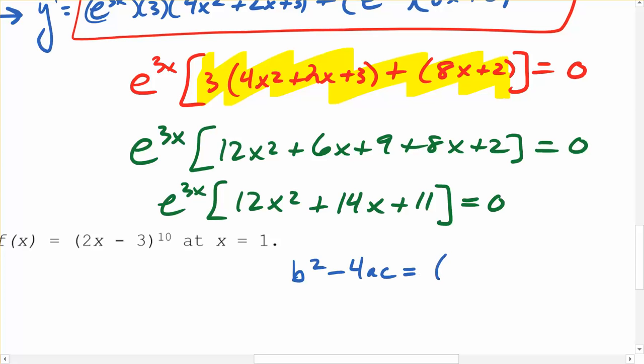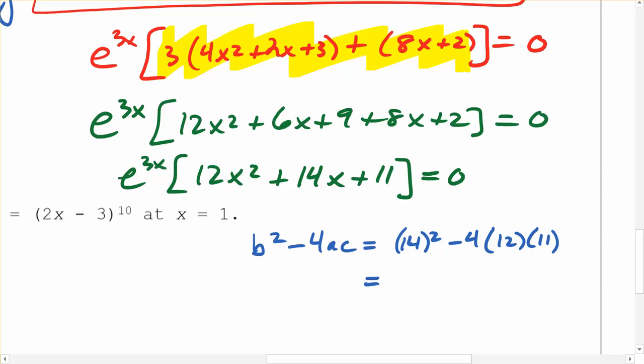So what's b squared here? Well, that's 14 squared minus 4 times 12 times 11. Anybody know what 14 squared is off the top of their head? 261? That's a good guess, but it's too big. Anybody know 14 squared? Come on, what is 14 squared? It ends in a 6. It does end in a 6. That's a good thing to remember. What is it? Tell me what this is.